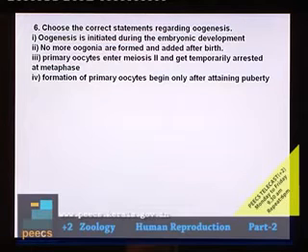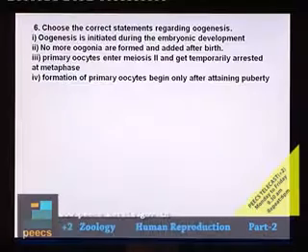What about the third one? Primary oocytes enter meiosis II and get temporarily arrested at metaphase. You know that this statement is wrong. You know why? Because it is not the primary oocyte, it is the secondary oocyte which enters into meiosis II. Actually, primary oocytes have to undergo meiosis I first. Then only there will be meiosis II. So the third statement is wrong. It is not the primary oocyte, but rather the secondary oocyte undergoing meiosis II.